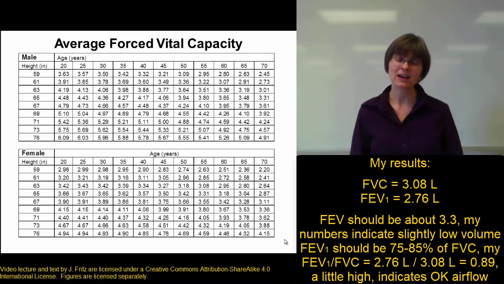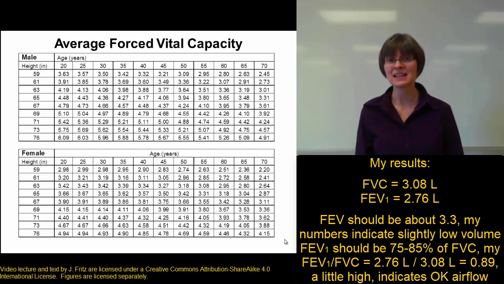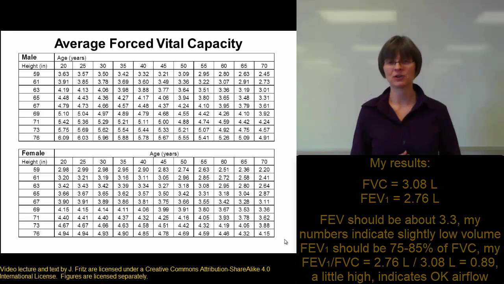So when I divide my 2.76 by 3.01, I get about 89%. So I blow out 89% of my air in the first second. That's actually a little high and is an indicator that maybe I didn't have a really good effort on this test. Usually you should be between 75 and 85. Anything above that indicates maybe you didn't do a good job on the test. Anything below that indicates that you don't have good airflow. You may have plenty of volume in your lungs, but you can't get it in and out very quickly.